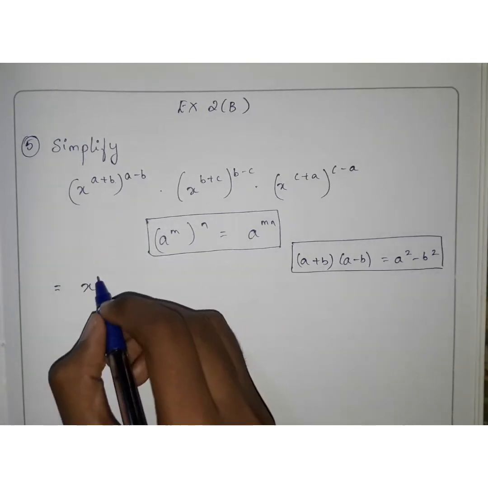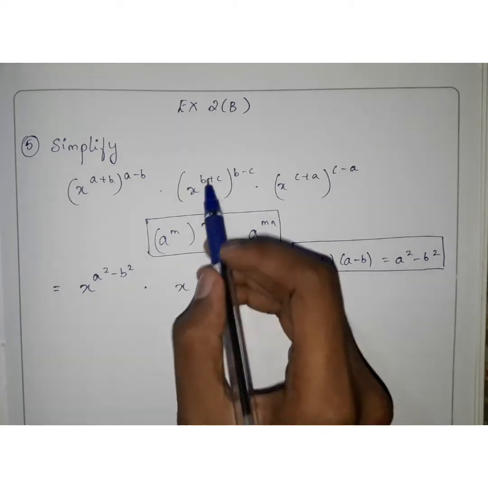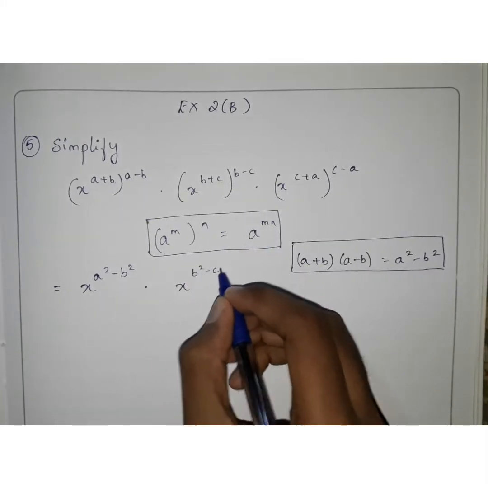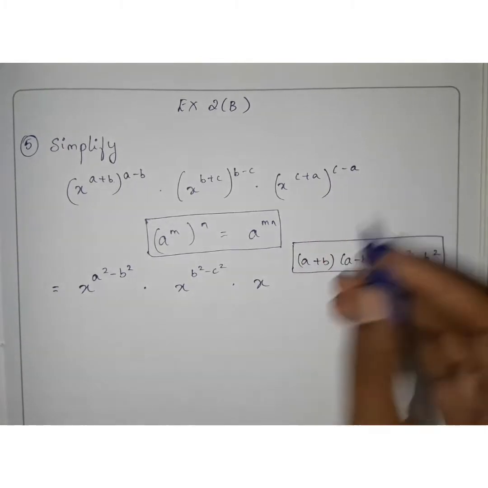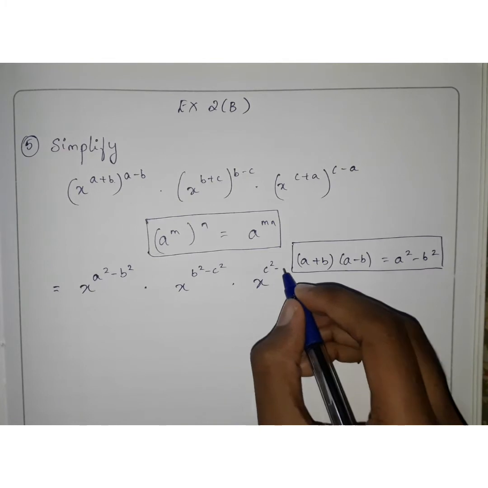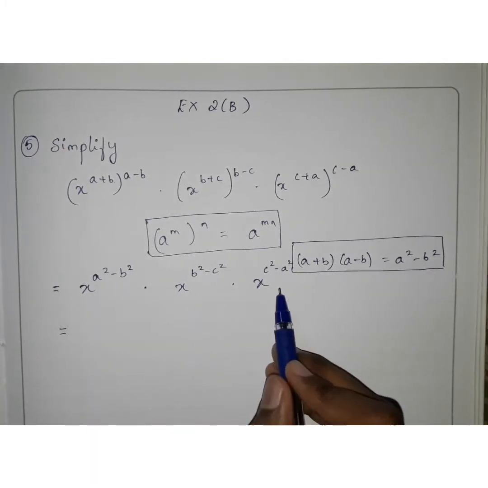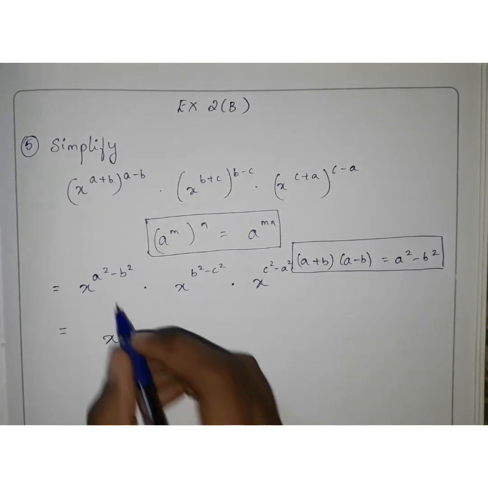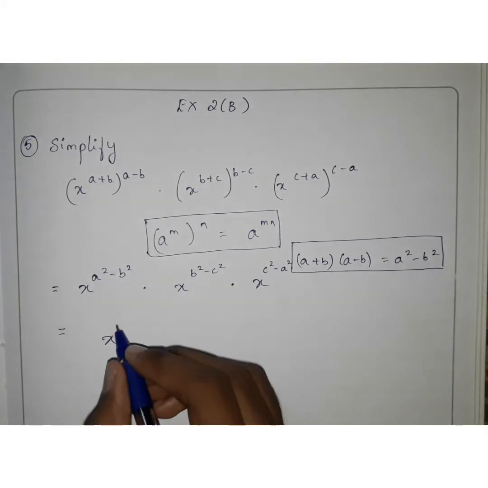So, (a plus b) into (a minus b) is a square minus b square, into x to the power b plus c into b minus c gives us b square minus c square, into x to the power c plus a into c minus a is c square minus a square. Now we can see that all the bases are the same and it is multiplied. Using the product law, since the bases are the same, we can just add the powers.